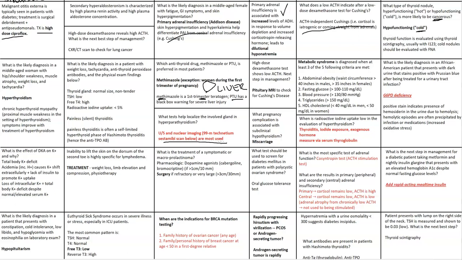Metabolic syndrome is diagnosed when 3 out of the 5 criteria are met. Abdominal obesity, fasting glucose greater than 100 to 110. Blood pressure greater than 130/80, triglycerides over 150, HDL less than 40 in men and 50 in women.